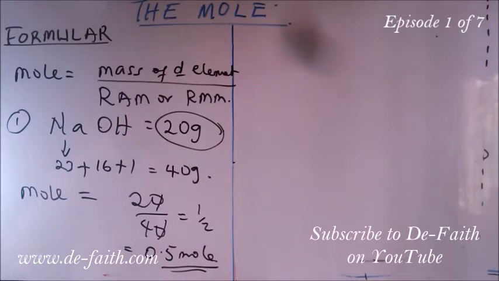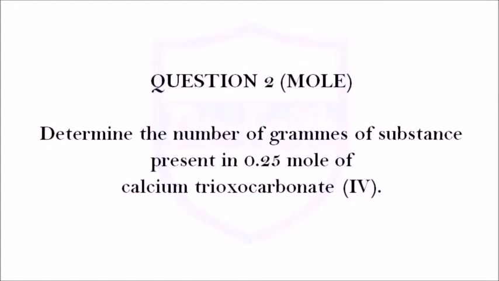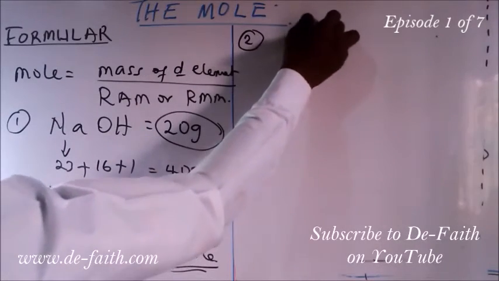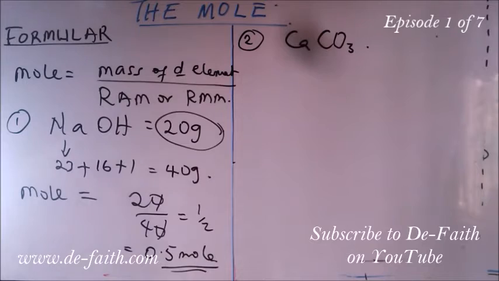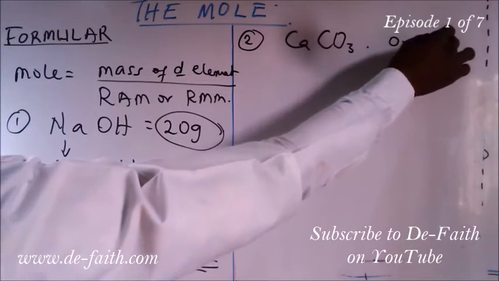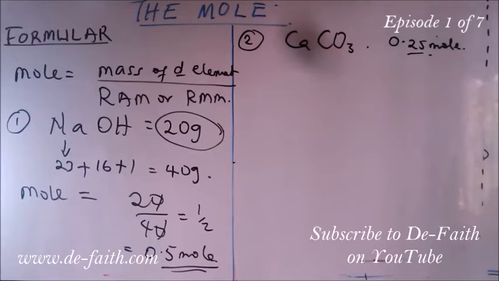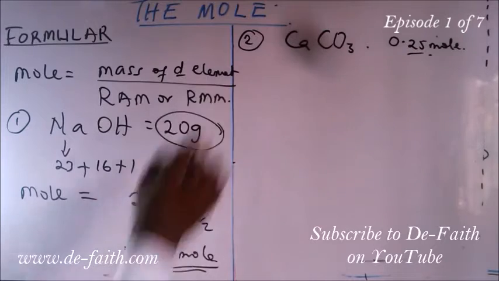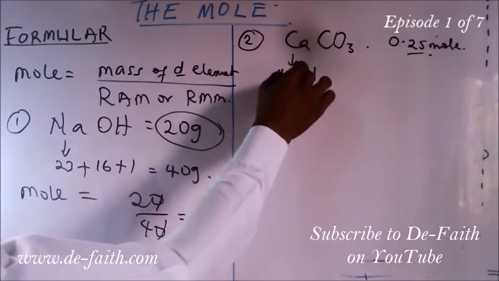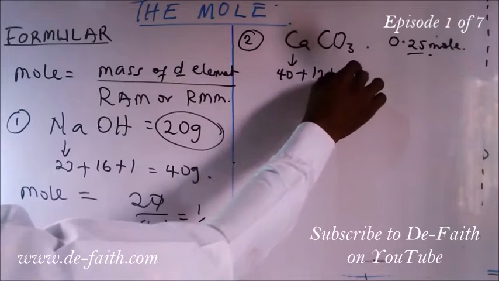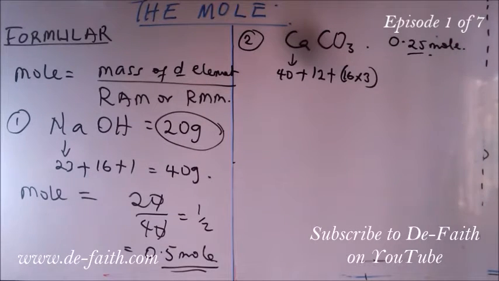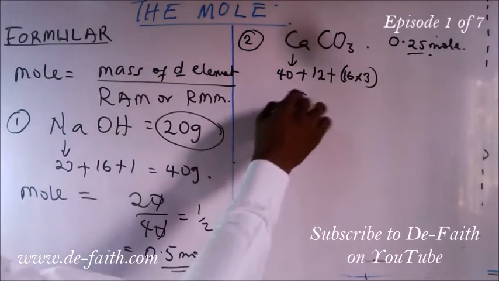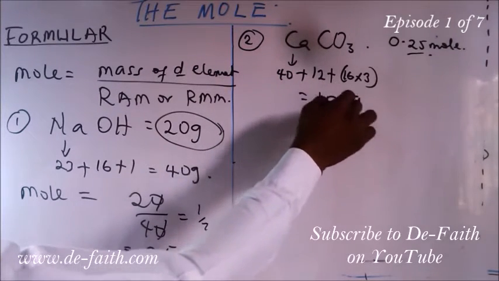Now, here is the second question, which says determine the number of grams of substance present in 0.25 mole of calcium trioxocarbonate 4. Alright, so in this question, we have calcium trioxocarbonate 4, and we're given 0.25 mole of it. We have to find the mass present in 0.25 mole. So first is to find the relative molecular mass of calcium trioxocarbonate 4. Calcium is 40, carbon is 12, oxygen is 16, multiplied by 3 because we have 3 atoms of oxygen present there. And so when we add all this, it gives us 100 grams.